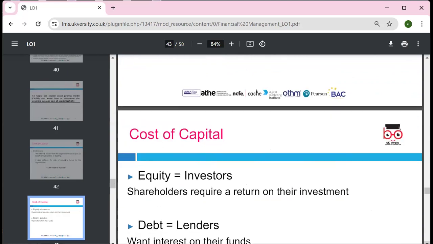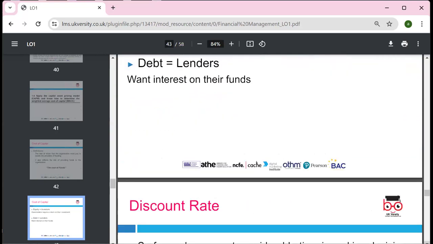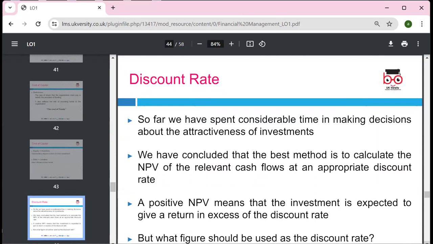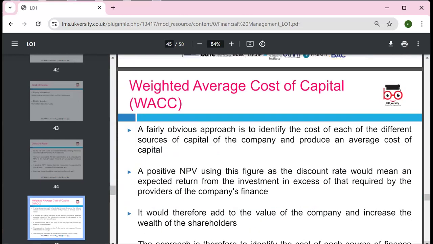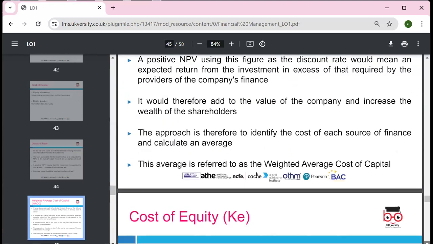Please, we can look at the cost of equity and the cost of debt. On the discounted rate of return, we can do the investment appraisal: if the NPV is positive, we can accept it; if negative, we reject. Then the weighted average cost of capital is the obvious approach, based on the cost of each source of finance, like equity finance and debt financing, and their net value. On the basis of this, you can decide which project you want to do.